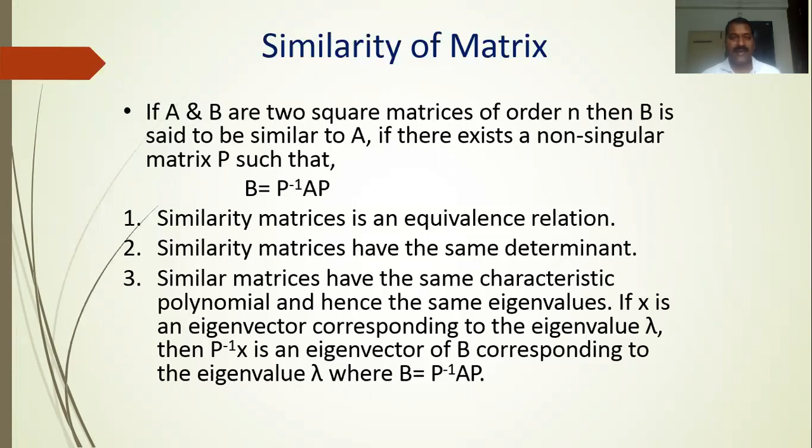What is the advantage with similar matrices? Of course, similarity is an equivalence relation. Similar matrices will have the same determinant, so they will have the same characteristic equation, that is, the same characteristic polynomial. Hence, they will have the same eigenvalues. If x is an eigenvector of A corresponding to an eigenvalue lambda, then P inverse x is an eigenvector of B corresponding to the eigenvalue lambda.